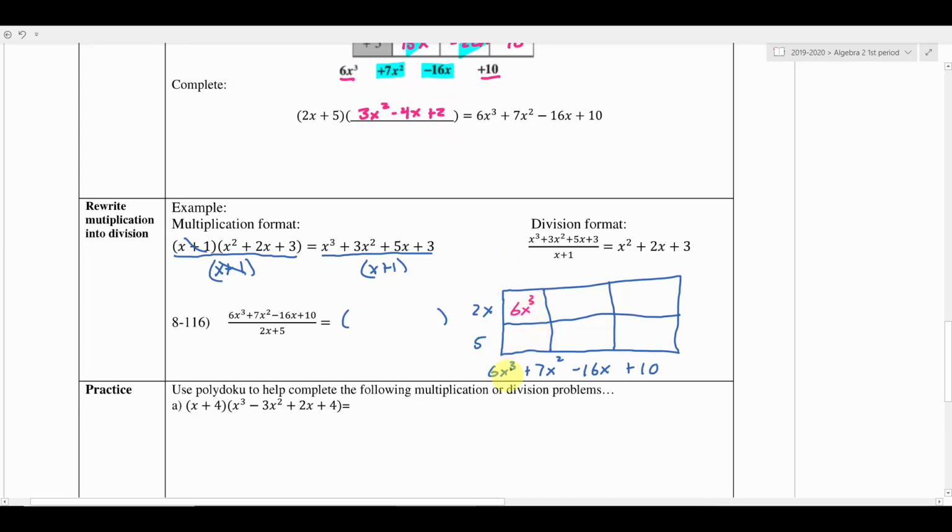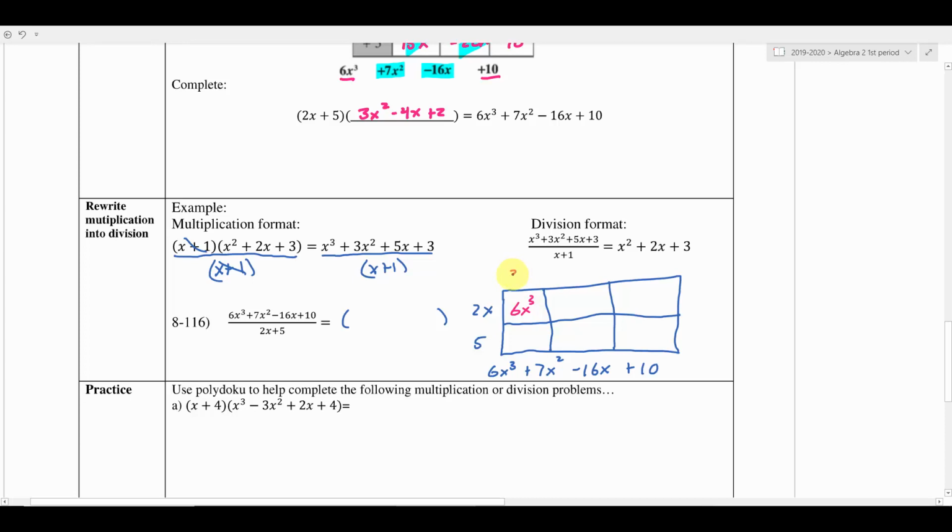Because we know that with the diagonals, there's not going to be any other term that combines with the 6x cubed. That first term was always by itself. And so we know that 6x cubed goes in that upper left-hand box. So then I know I need 2x times something to get 6x squared.